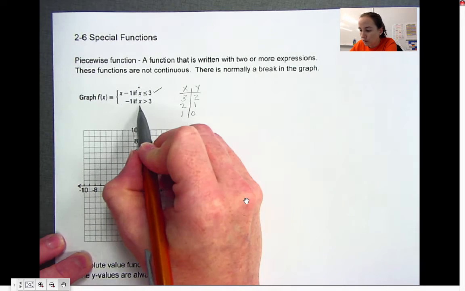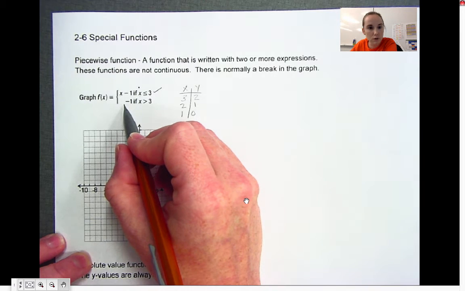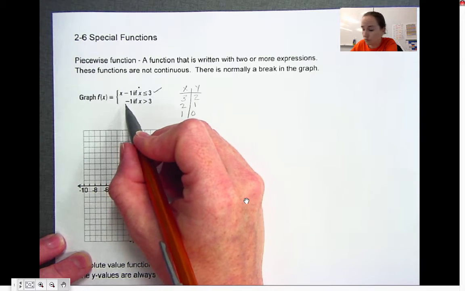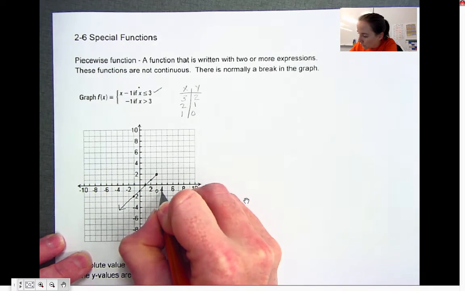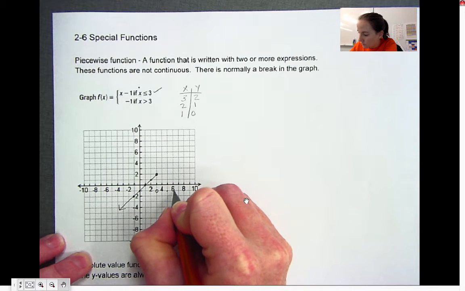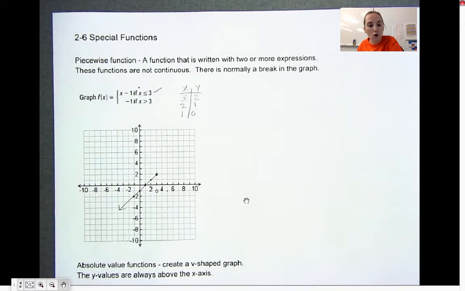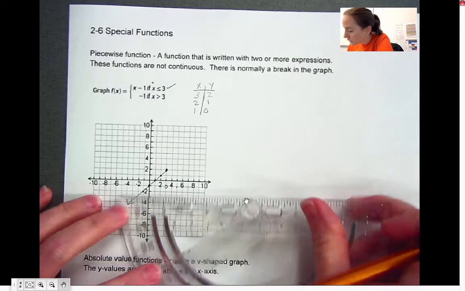Now, if I put in any other numbers that are greater than 3, so 4, again, there's nowhere to plug it in, so it's just -1. So if I plug in 4, I get -1. At 5, I'll get -1. At 6, I'll get -1. And this will continue on and on for all values that are greater than 3.